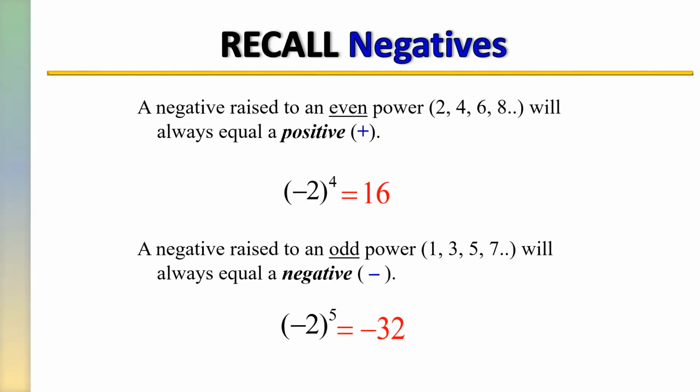I want to bring this to your attention. Anytime you have a negative and the negative has an even power for its exponent, it will always equal a positive number. And if you have a negative with an odd number for its exponent, it will always equal a negative number. So again, negatives raised to an even power will always equal a positive. Negatives raised to an odd power will always equal a negative. Remember that because that will help you solve a lot of the problems here in Chapter 5.